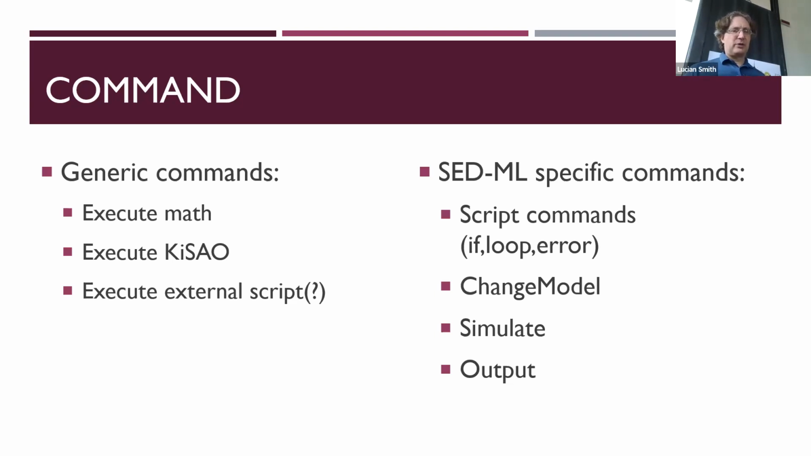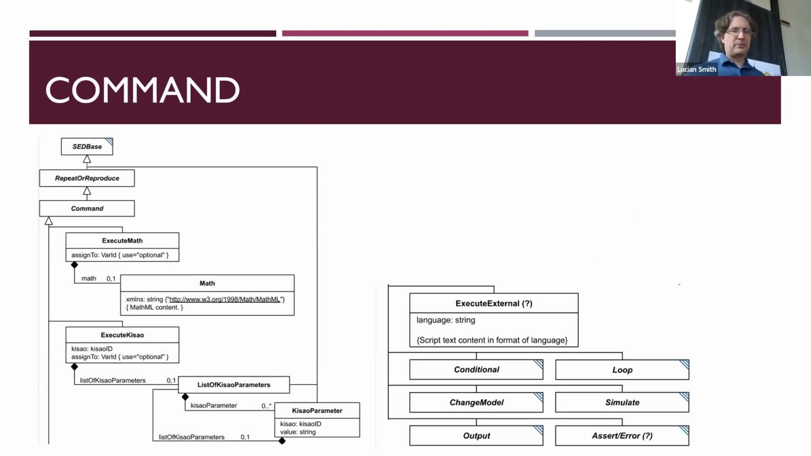So I'm going to go into more detail on each of these. This is the execute math. You assign it to a variable local to the script, and here's the math child. Execute Casal. Here's my Casal term. I assign it to a local variable local to the script. And then I have child Casal parameters that themselves can have child Casal parameters to define an algorithm entirely using the Casal ontology.